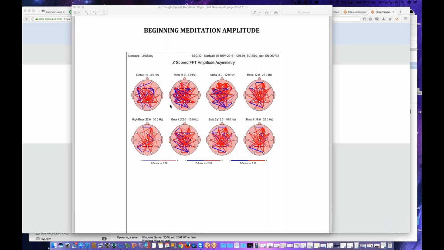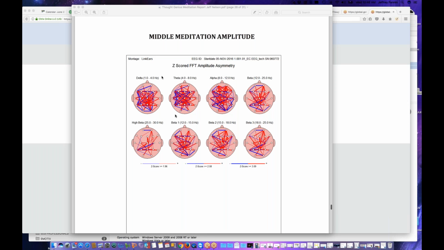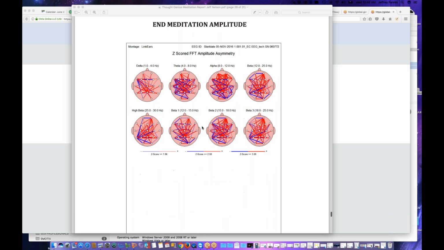Does that make sense? Yeah, it does. We see the same pattern here in the middle of your meditation. So what we're seeing now in all of these different patterns and markers is that you're very consistent. This isn't a switch that you turn on or off. This is who you are, and you're this way all the time.